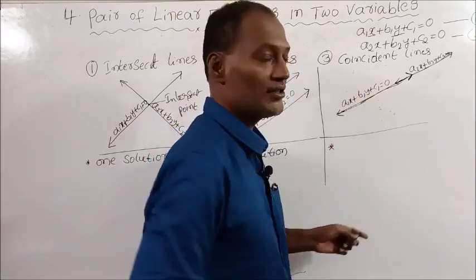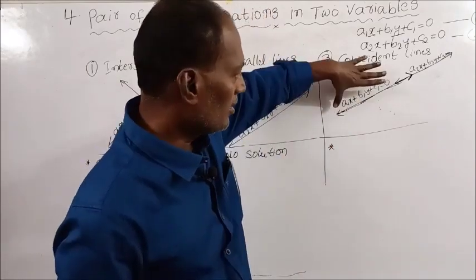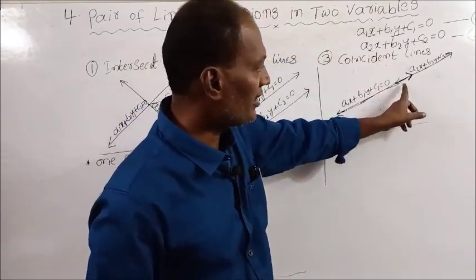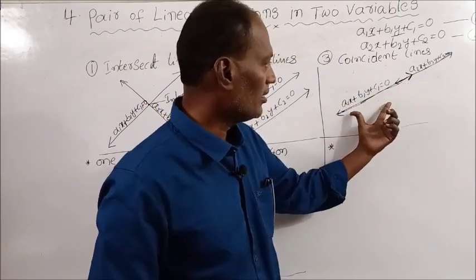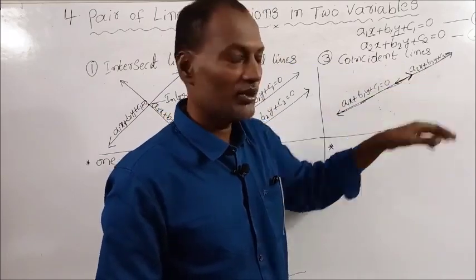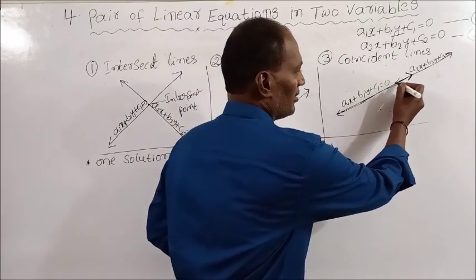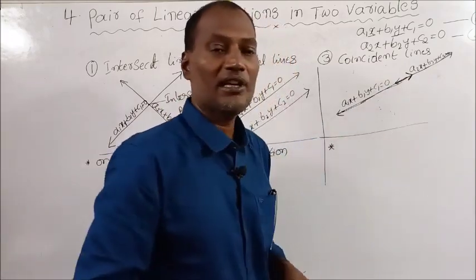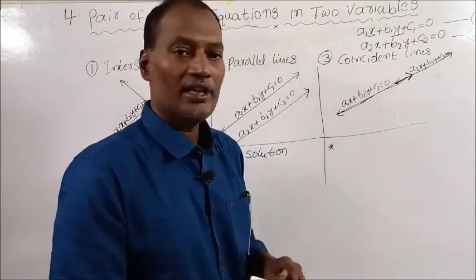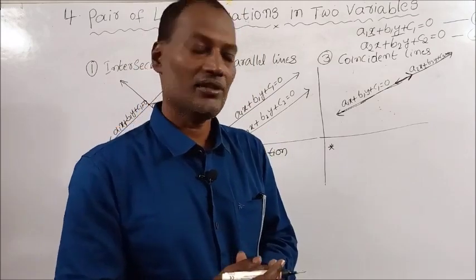These coincident lines are on the same line. This line coincides with the same points. From this portion, there are a number of points. So, infinity solutions.